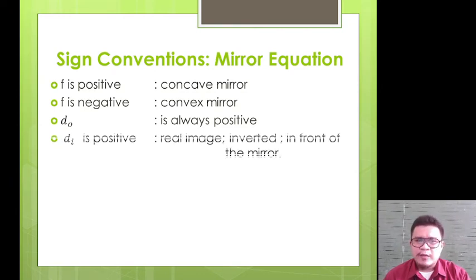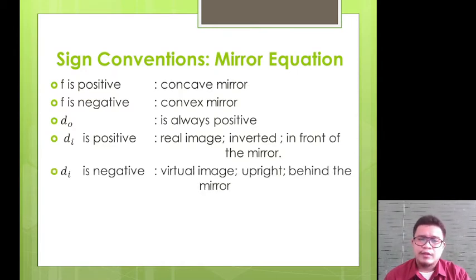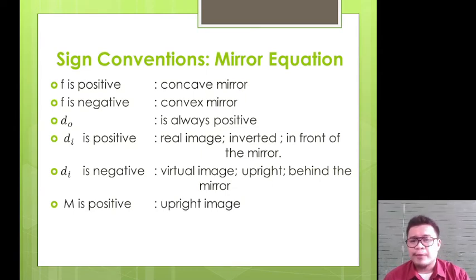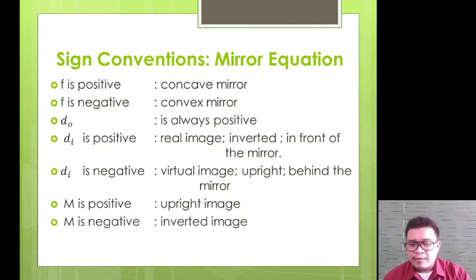Now, d sub i is positive if an image that is formed is real, inverted, and in front of the mirror. And how about if d sub i is negative? If d sub i is negative, the image is virtual, and at the same time, it's upright, and it's behind the mirror. Now, if M is a positive number, that is an upright image. And if M is a negative number, that means it is an inverted image, or the image has a different orientation than that of the object. So, these are the sign conventions that you need to take note of when we are going to solve and compute for variables using mirror equation and magnification equations.